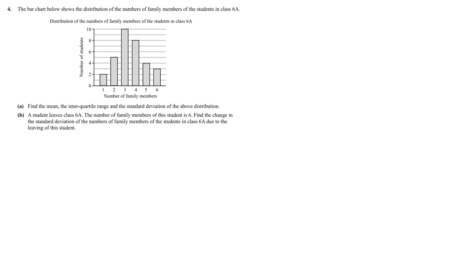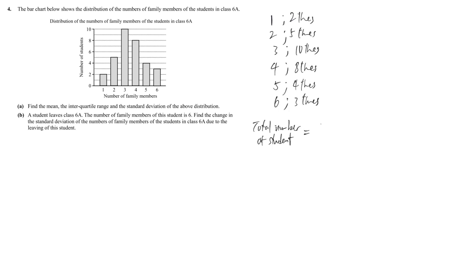So in statistics, we try to rewrite in this way. 1, this answer appears 2 times. 2, this answer appears 5 times. 3, this answer appears 10 times. Therefore, the total number of students is 2 plus 5 plus 10 plus 8 plus 4 plus 3, which is 32 here. It's very easy that some students consider that there are 6 bars, so there are 6 numbers.